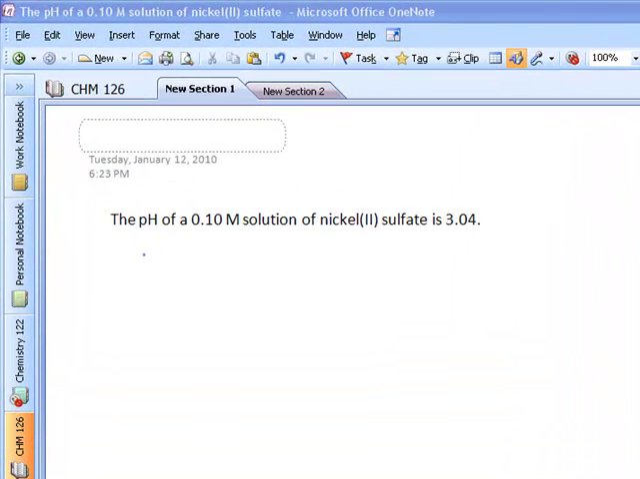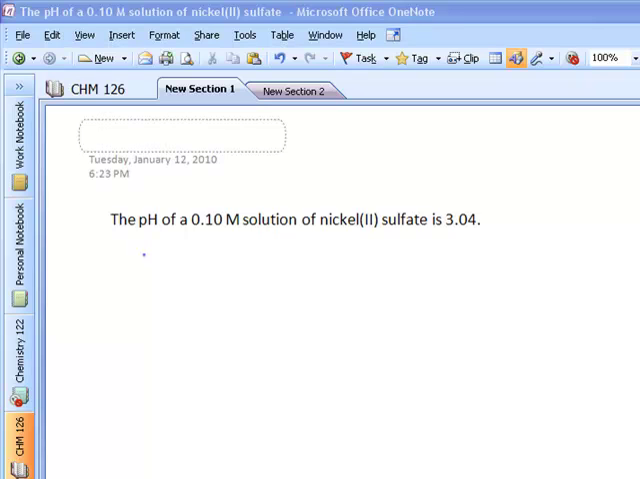We're going to look at the hydrolysis that gives rise to what makes a solution acidic. In this case, we have a 0.10 molar solution of nickel(II) sulfate, and if we measure the pH of this solution, we find that the pH is 3.04. What this means is that the cation is involved in some kind of hydrolysis equilibrium that makes the solution acidic.